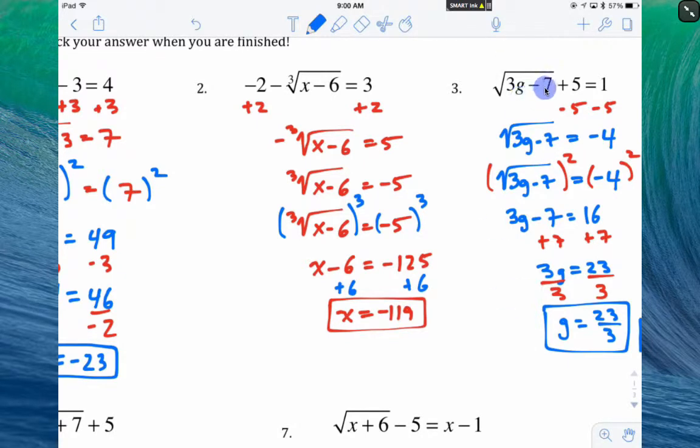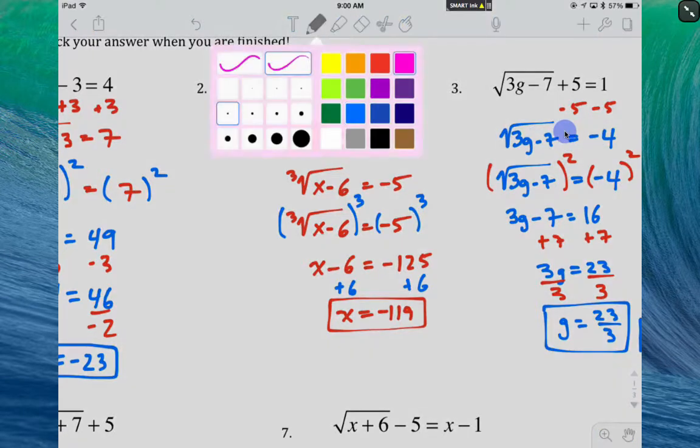What happened? Well, this is why we always want to check our solutions, especially with these radical equations. Maybe you noticed this before, but take a look at this statement right here. This statement says that the principal square root of 3g minus 7, right, the non-negative square root of 3g minus 7, is equal to negative 4. That's impossible. This radical sign, this principal square root sign says whatever this is equal to, it cannot be negative. And what we've said here is it's negative 4.